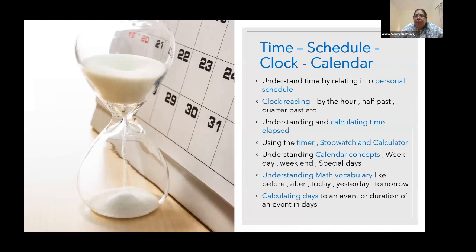When you look at time, calendar, schedule, and clock, we do it, like I said, by relating it to the personal schedule. Then we look at clock reading. We look at calculating the time elapsed, which will relate to their activities only. Then using a timer, stopwatch, calculator, very practical things. Using a timer if you're heating up something or baking, or using a stopwatch to see how long you take to complete an activity.